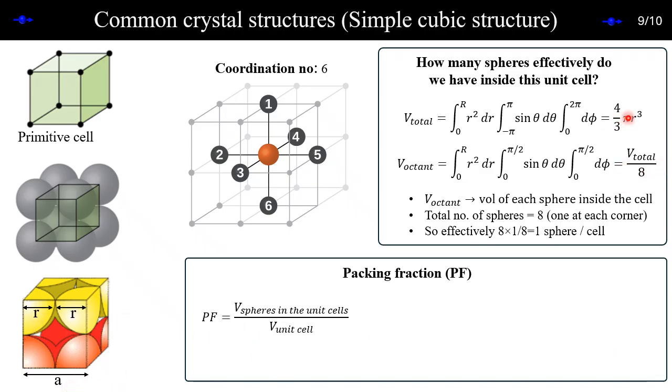So this is the one, 4 by 3 pi r cube. What is the relation between R and A? Very simple. The volume of the sphere is the following. This is the packing fraction. So how much is the sphere occupying? Something like 50 or so percent.